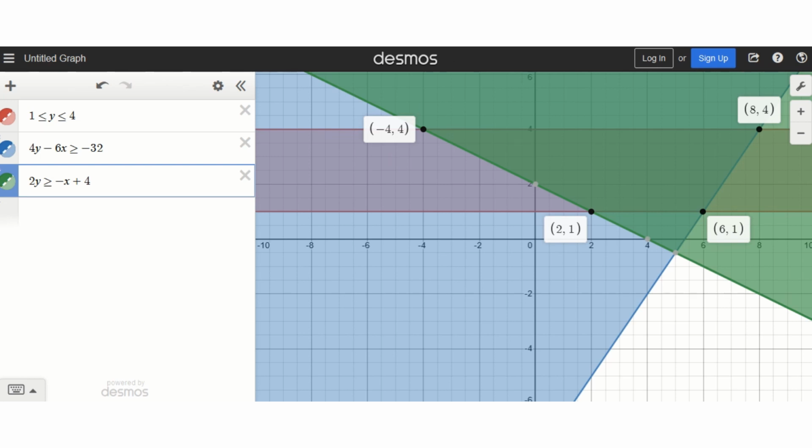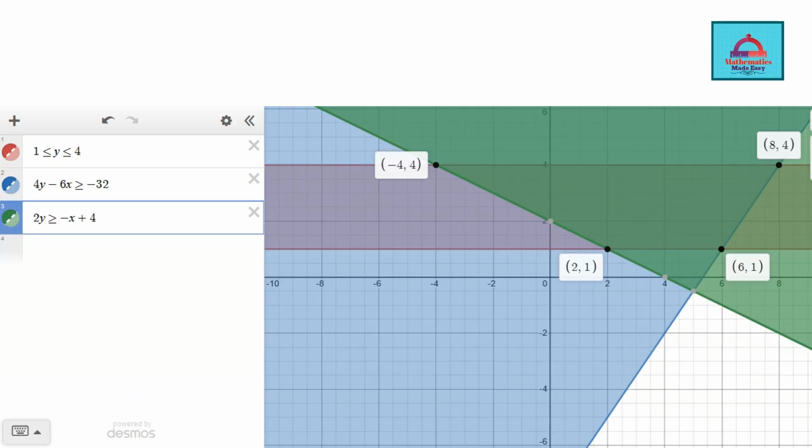So let's go back to the presentation and calculate our maximum and minimum. For question number 8 that you see here, we have seen from Desmos the feasible region. So this is one point, another point, another point, another point. These are the corner points of the feasible region. Now comes calculating the maximum and minimum value. For that, we draw the table of values.